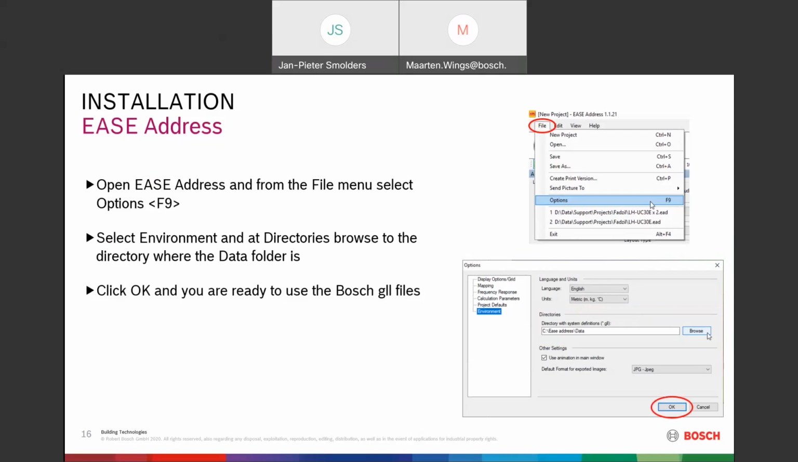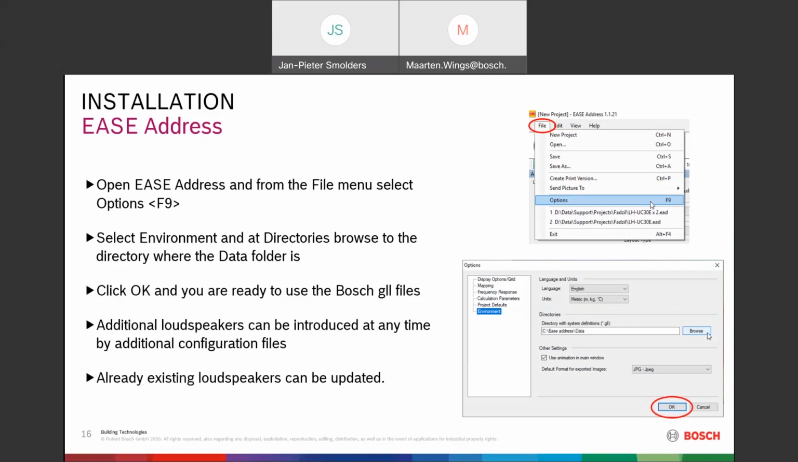As soon as you did that, you're able to use all the Bosch GLL files you have downloaded. And later on, if there are new GLL files available, or there's an update of a GLL file, you can of course always add them to that folder.